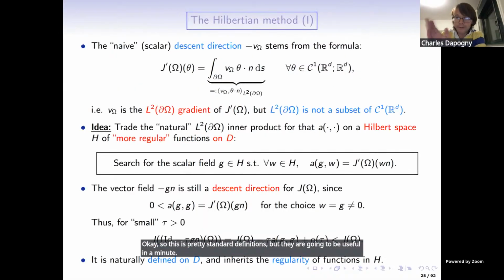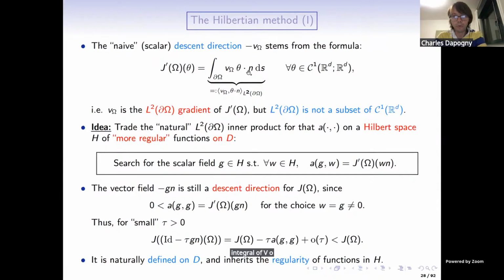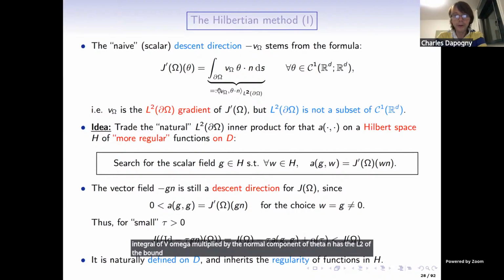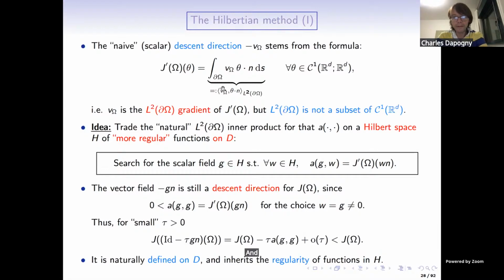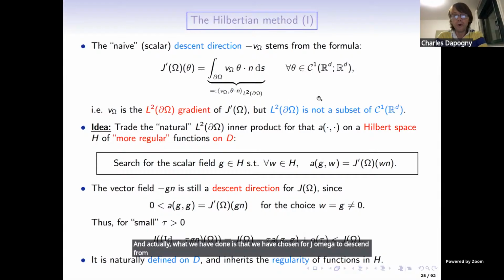So now let's return to our problem of finding a descent direction for our objective functional and look at what we have done. We have looked at this formula for the shape derivative, and actually I can rewrite this integral over the boundary of v omega multiplied by the normal component theta dot n as the L2 boundary inner product of v omega multiplied by theta dot n. And actually, what we have done is that we have chosen, to descend from J of omega, the L2 gradient associated to the shape derivative J prime of omega.